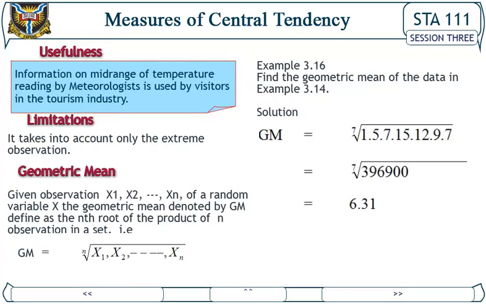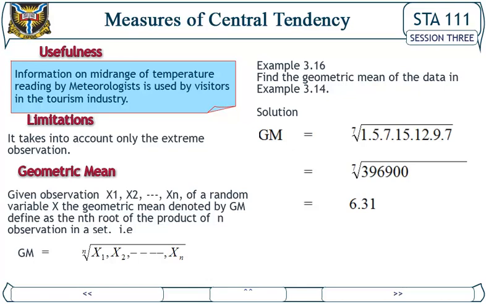Usefulness. Information on mid-range of temperature readings by meteorologists is used by visitors in the tourism industry. Limitations. It takes into account only the extreme observations. Geometric mean. Given observations x1, x2 to xn of a random variable x, the geometric mean, denoted by GM, is defined as the nth root of the product of n observations in a set. That is, GM is equal to the nth root of x1, x2 to xn.